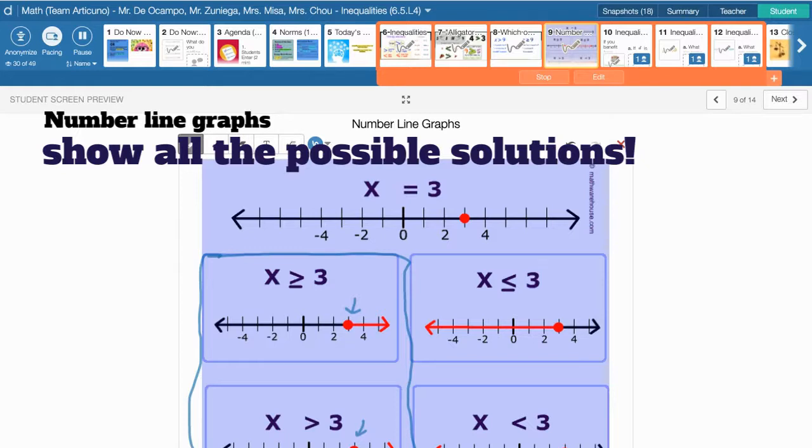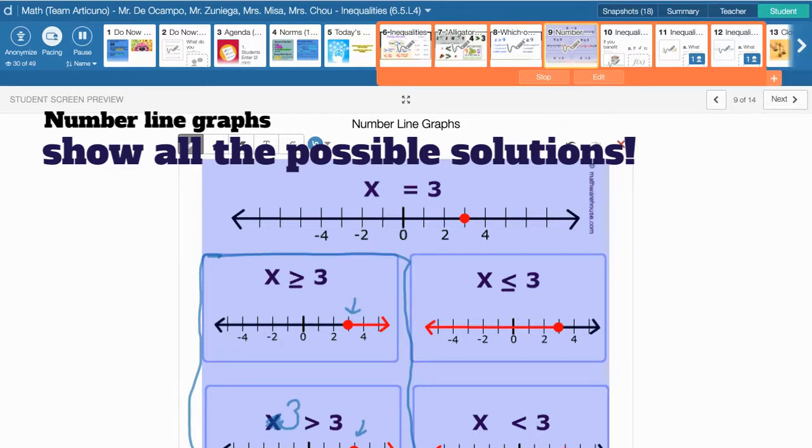Why did they not color in 3? Well, let's see what happens if I change this x to a 3. Can we do this? Can we say that 3 is greater than 3? Oh, no, we can't say 3 is greater than 3. So that's why they did not color in 3.